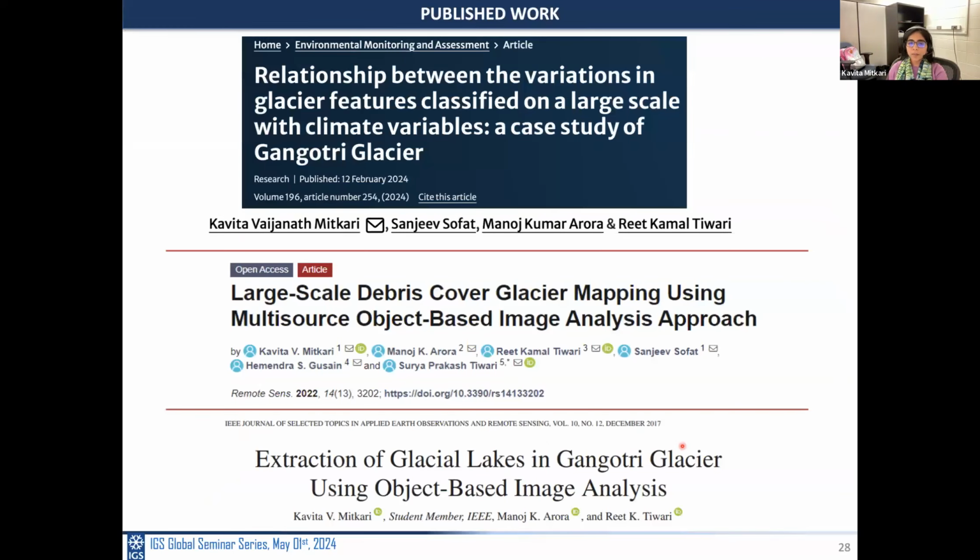So this particular work has been published in three different journals. One is IEEE J-STARS, in which I have exclusively worked on the extraction of glacial lakes using OBIA. Then another is extracting all the debris covered glacier cover features using OBIA. And the recent one is where I have worked on the change detection and establishing a relationship with the variations of the glacier features with the climate variables.